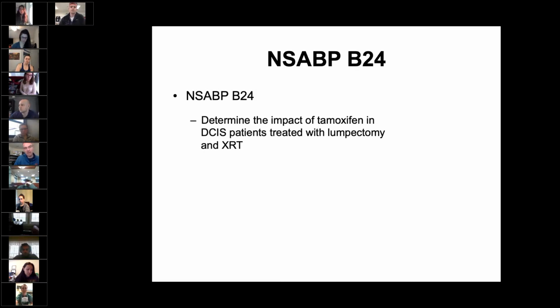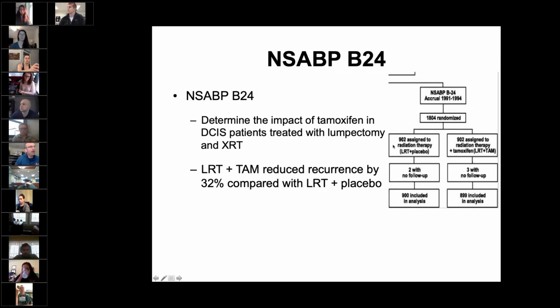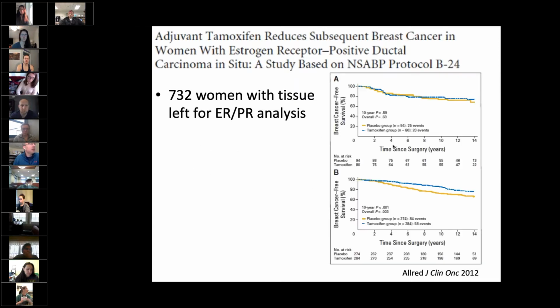So all these women got lumpectomy and radiation. The question is, adding tamoxifen to that therapy, did it matter? So it's a big trial, 1,800 patients, 900 in each arm. So the bottom line is it reduced local recurrence by 32%. So about a third, it reduced the risk by about a third. So that's less than radiation, but still significant. The interesting part is that it increased risk across both breasts.